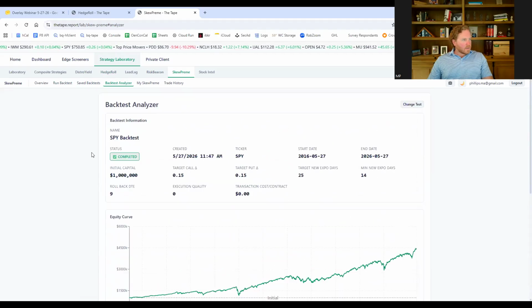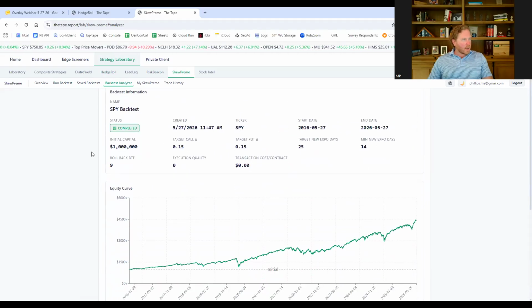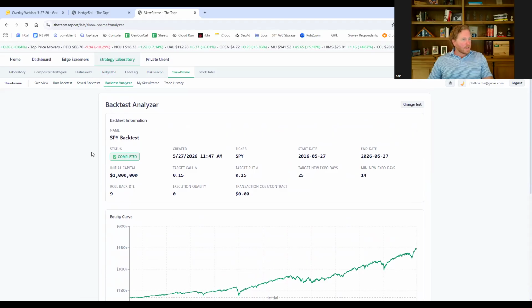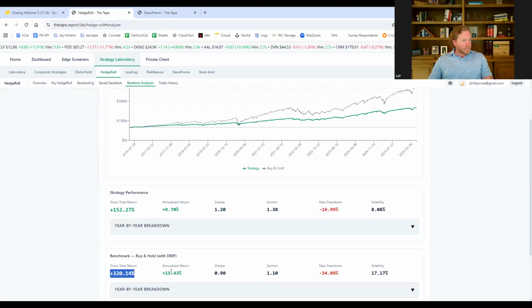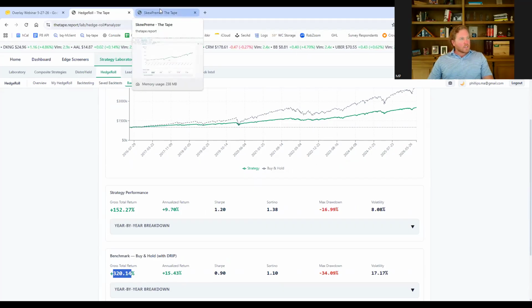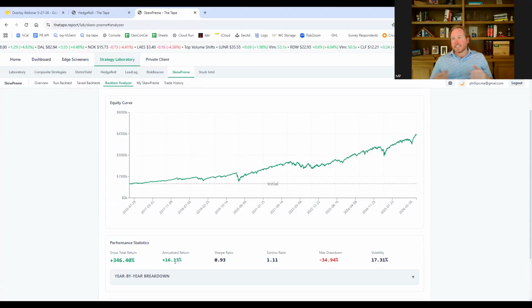The total return on this is going to be about 346%. And that annualizes to about 16.1%. So that compares to the same, these are in the same period, 320% with the SPY and 15.4%. So over the same period, we do about 70 basis points more per year than the S&P 500 and end up with about 25% higher returns at the end.